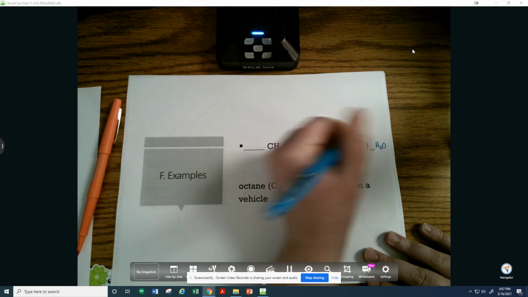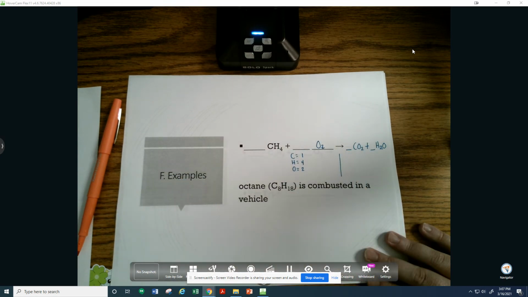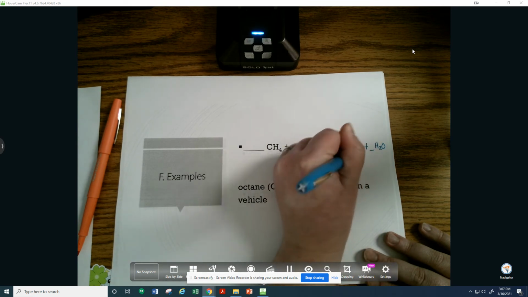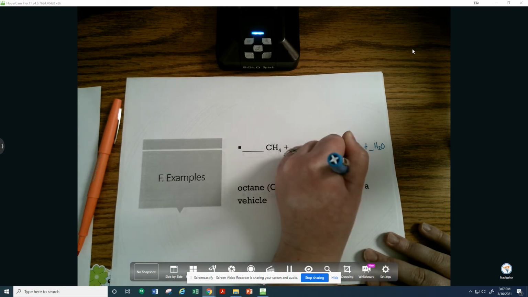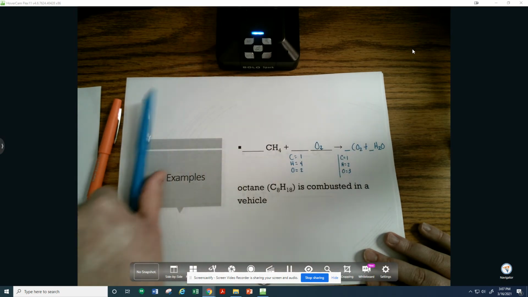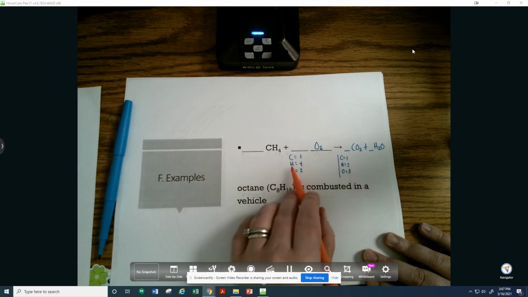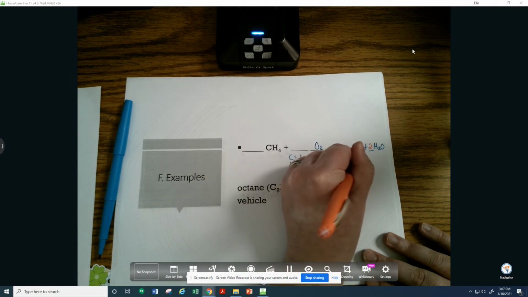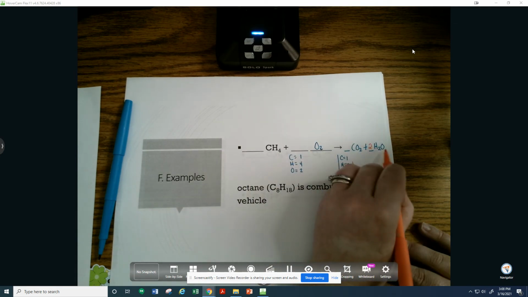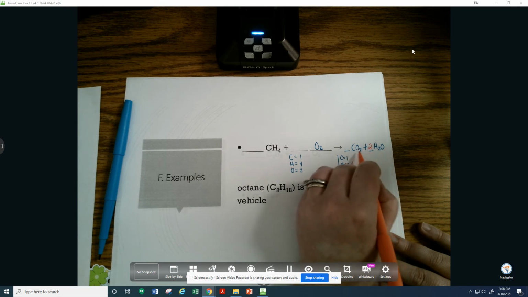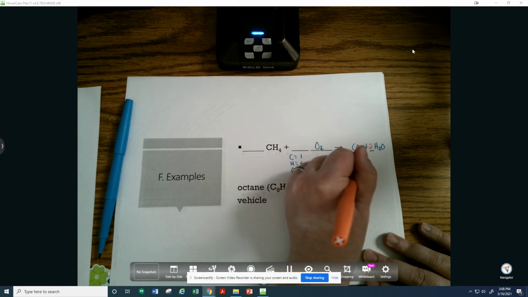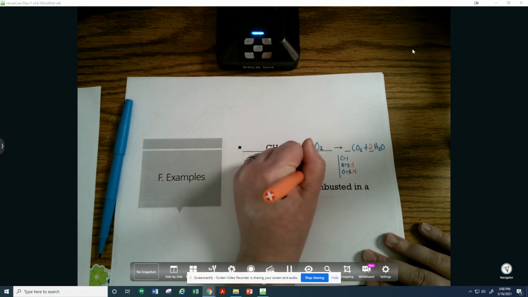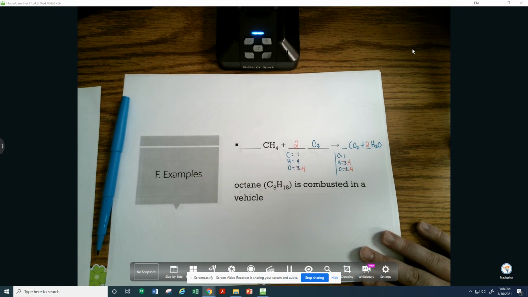So we have 1, 4, and 2. Also, I forgot to mention oxygen again is Hoffmann-Kleiber. That's why it's O2. Product side, we have 1, 2, and 3. Going through the process of balancing, my carbons are equal, my hydrogens are not. A coefficient of 2 changes my hydrogen to 4. This gives me 2 plus 2. So I now have 4 oxygen on the product side. A coefficient of 2 will fix that. And I now have a balanced combustion reaction.